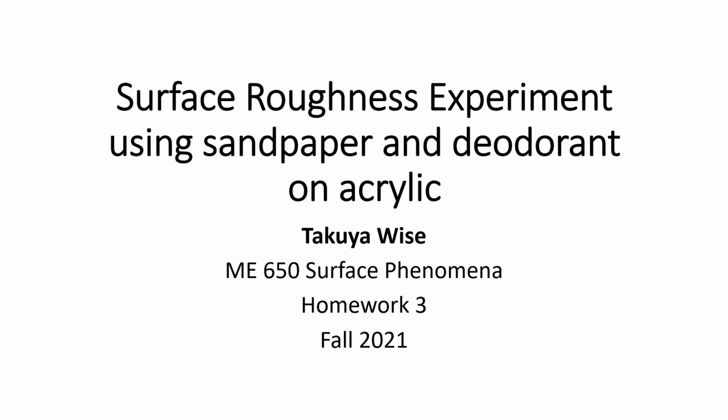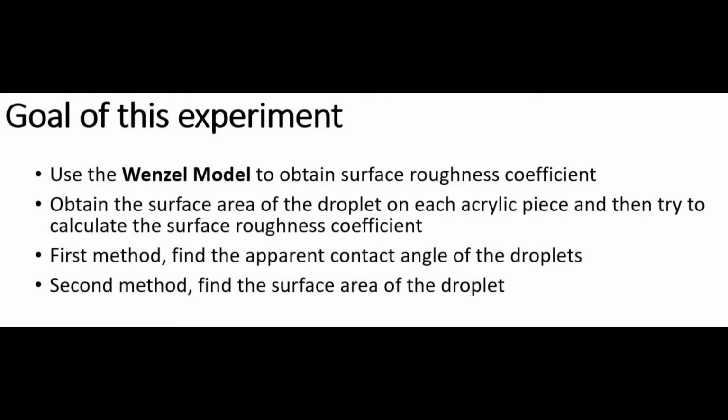This time for my experiments, I'm still going to be using the acrylic material, and I'll be looking at the surface roughness coefficients using sandpaper and deodorant applied to the acrylic material. The main idea for this experiment is to use the Wenzel model to obtain the surface roughness coefficients. I'll obtain the apparent contact angle and use Wenzel's equation to obtain the surface roughness coefficients, and I'll also obtain the surface area of the droplets on each acrylic piece and calculate the surface roughness coefficient.